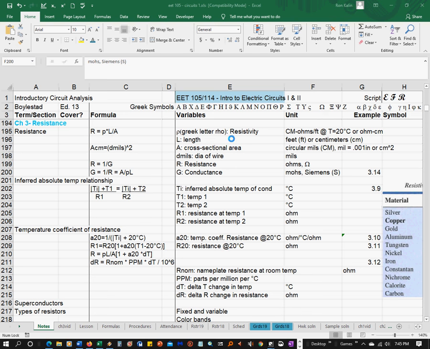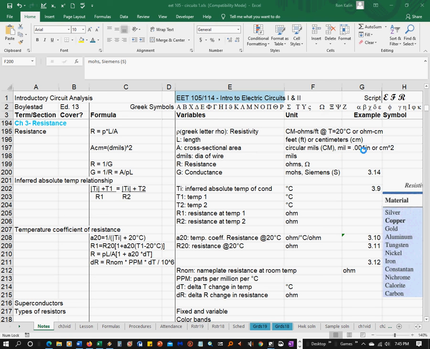Rho is the Greek letter rho, which stands for resistivity. It's in circular mil-ohms per foot at temperature equal to 20 C, or in ohm-centimeters versus circular mil-ohms per foot. Typically, we're going to use circular mil-ohms per foot. L is the length in feet or centimeters. A is the cross-sectional area in circular mils.